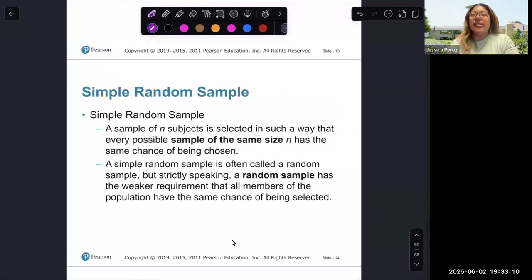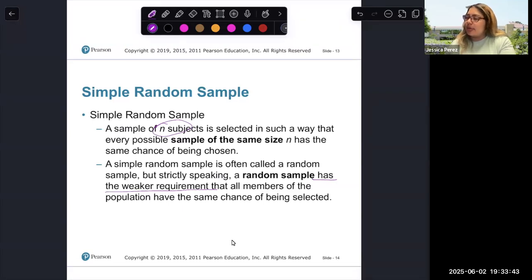Now, the definition of a simple random sample. A simple random sample is a sample of n subjects, we don't know how many, selected in such a way that every possible sample of size n has the same chance of being chosen. A simple random sample is often called a random sample, but strictly speaking, a random sample has a weaker requirement than that the members of a population have the same chance of being selected.